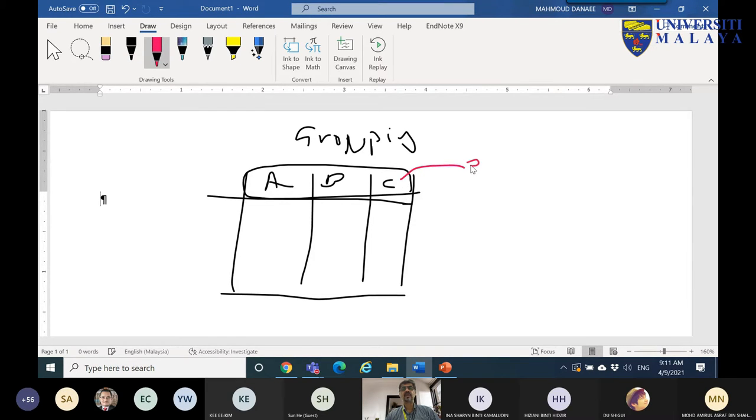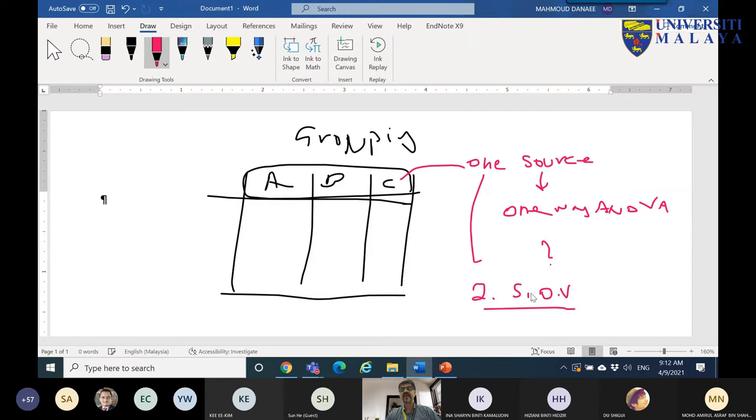When you have only one source of variation, you can run the one-way ANOVA. In the two-way ANOVA, there is another grouping factor. So it means in your study, you have two sources of variation. In this case, we need to run the two-way ANOVA. But can you give me some examples of two-way ANOVA? Any idea?